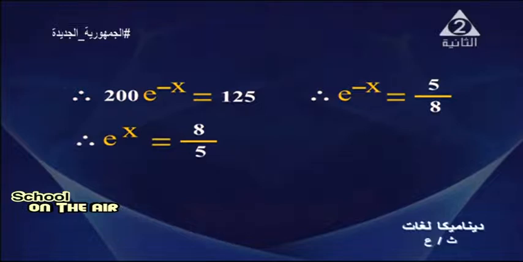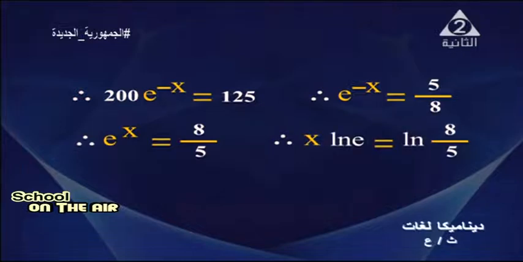Now, what is the value of x? x is the power of e, so we can use the logarithm. ln e^x equals ln 8/5. Then x ln e equals ln 8/5, and we know that ln e equals 1. Then x equals ln 8/5 meters.